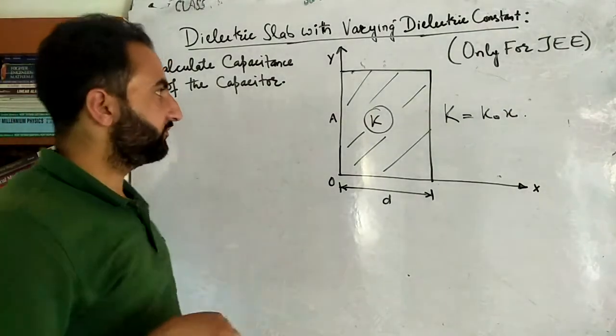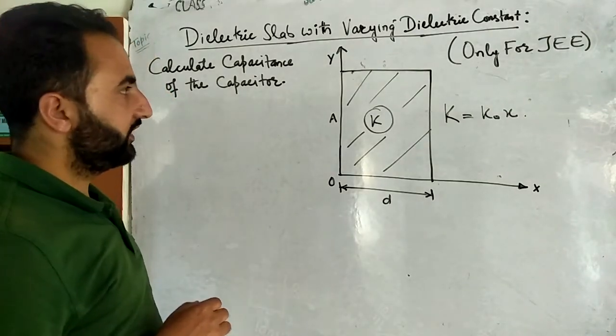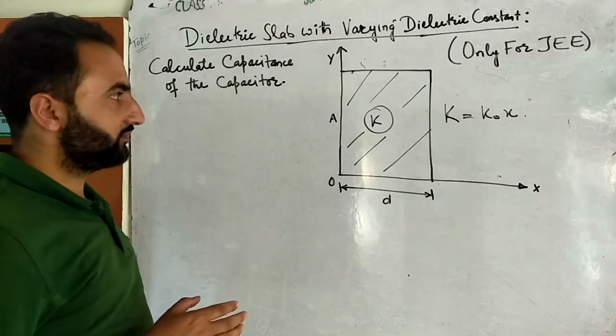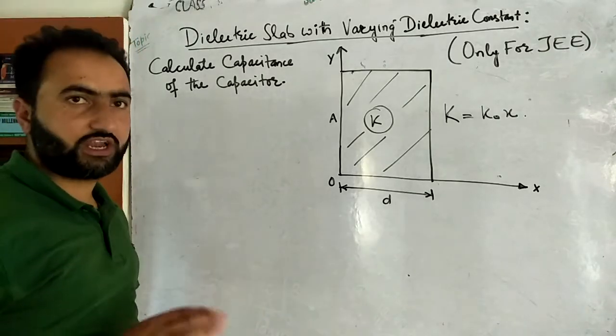Hello dear students. So last time we were studying capacitors with dielectrics. Then the series combination of dielectrics, the parallel combination of dielectrics, and the mixed combination as well, and then calculating the equivalent dielectric constant. We are done with those problems.